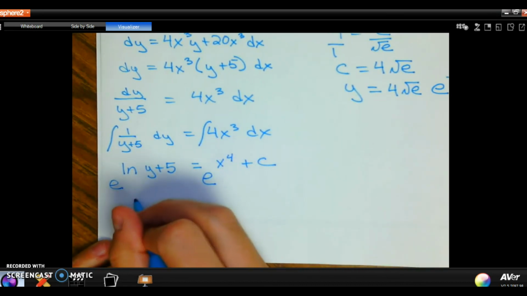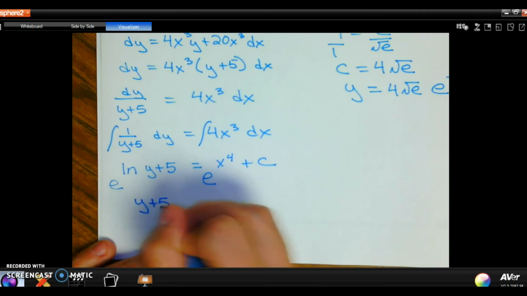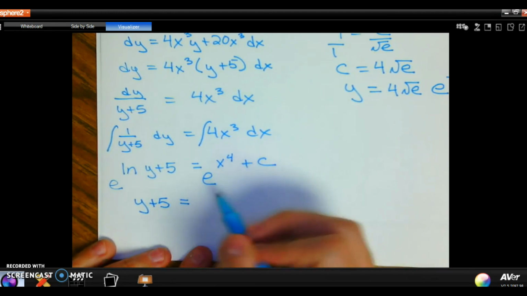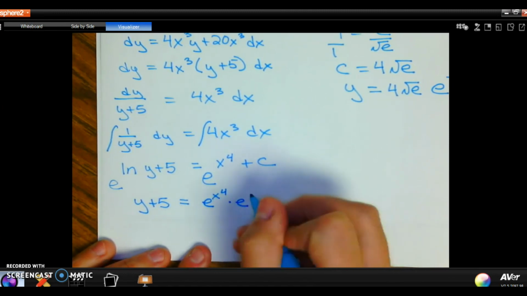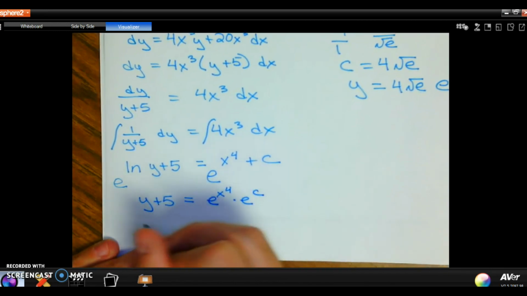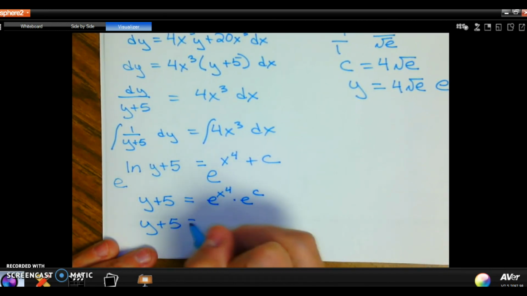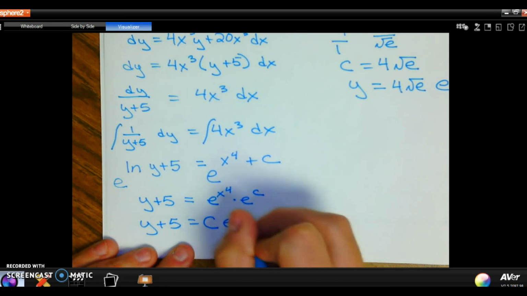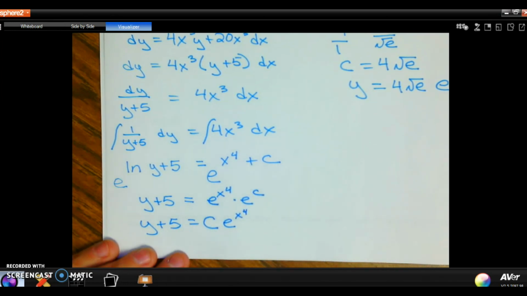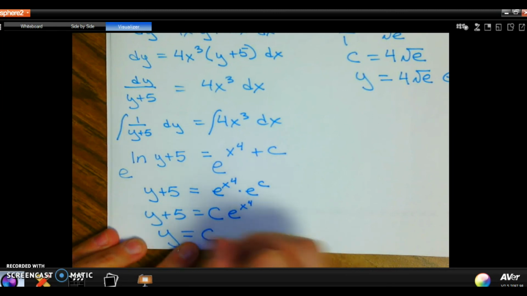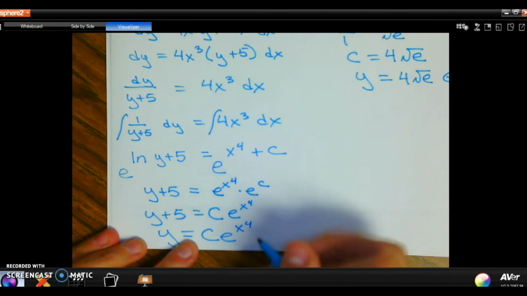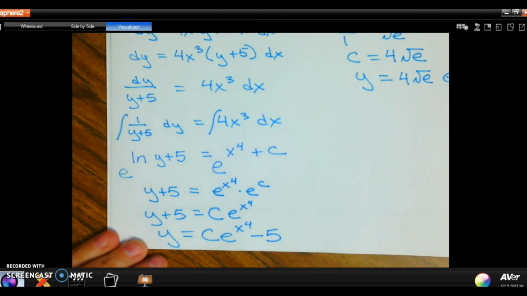So the e and the ln are gone, so you've got y plus 5 equals, and you're going to use that same property. If you need to write it out again, go ahead, times e to the c. And again, e to the c is just a constant, so some of you are going to start skipping that previous step and go right to just saying it's c e raised to the x to the 4th. Okay, so once you've got there, subtract 5 from both sides to get y by itself, and so you end up with c e raised to the x to the 4th, and then a minus 5 because I'm moving that to the other side.